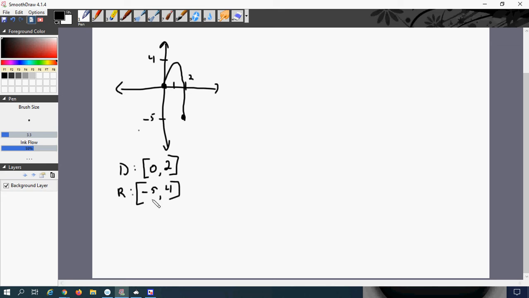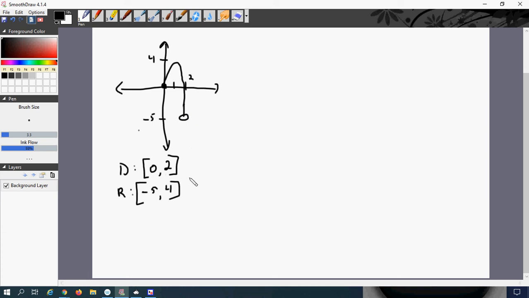So always, you write the smallest number to the largest, and then you have to decide if it's a bracket or parentheses. And since they're both closed on all the ends, it's a bracket. Now let's say you changed it. Let's say it wasn't that anymore. Let's say it is an open circle. So I'm going to change that. Okay, so it comes down, and this time it's open here.